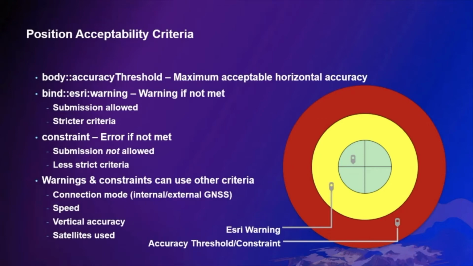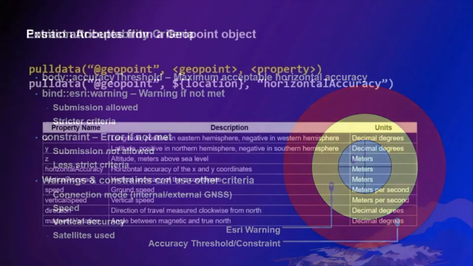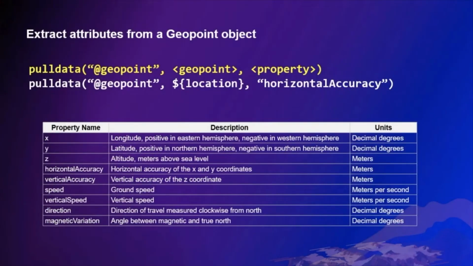submitted. To extract attributes from a geopoint object, you can use a pulldata function with the property being @geopoint. In this function, you specify the geopoint question name and then the property that you want returned. For example, pulldata("@geopoint", location, horizontal accuracy) where the question name is location and the horizontal accuracy is desired. Here's a short list of other supported properties, but the full list covers much of the GNSS metadata noted previously.